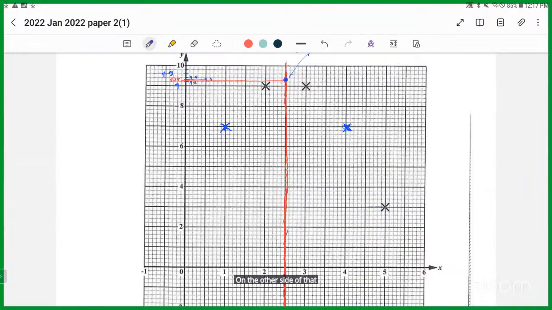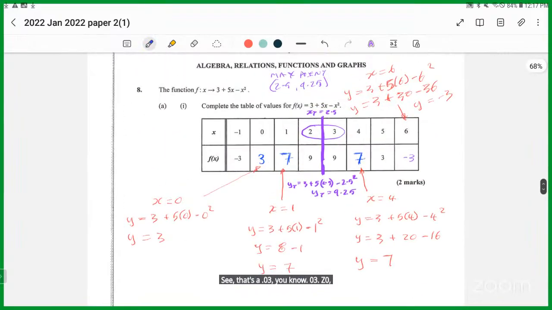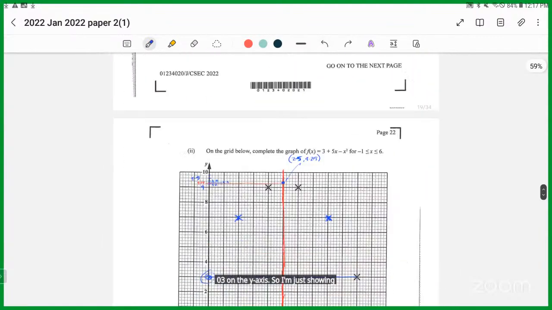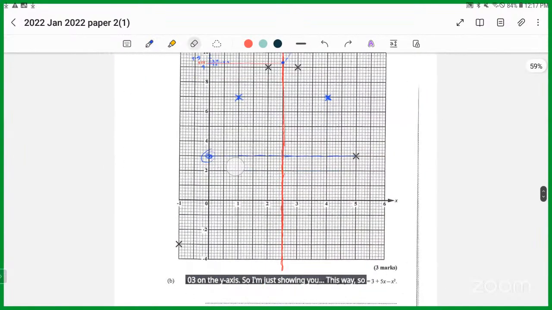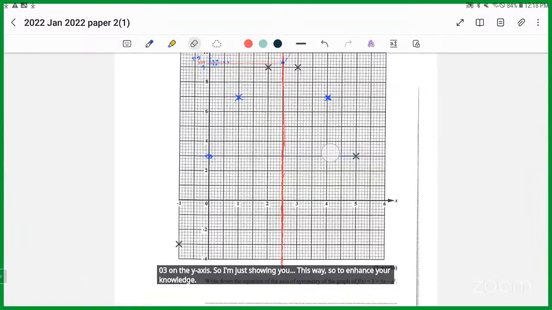Look, 1, 2, 3, 4, 5. There's one point like this, 5 on the other side. 1, 2, 3, 4, 5 on the y-axis. See, that's the point (0, 3), on the y-axis. So I'm just showing you this way, to enhance your knowledge. The more things you know, the better.